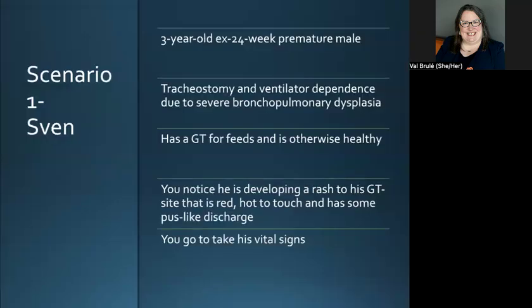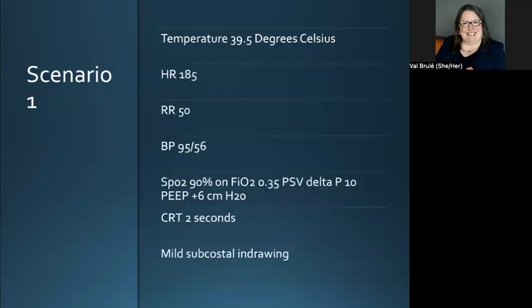Patient number 1, Sven. Sven is a 3-year-old, ex-24-week premature male. He has a tracheostomy and ventilator and is dependent on this due to severe bronchopulmonary dysplasia. He has a G-tube for feeds and is otherwise healthy. You notice he is developing a rash to his G-tube site that is red, hot to touch, and has some pus-like discharge. You go to take his vital signs.